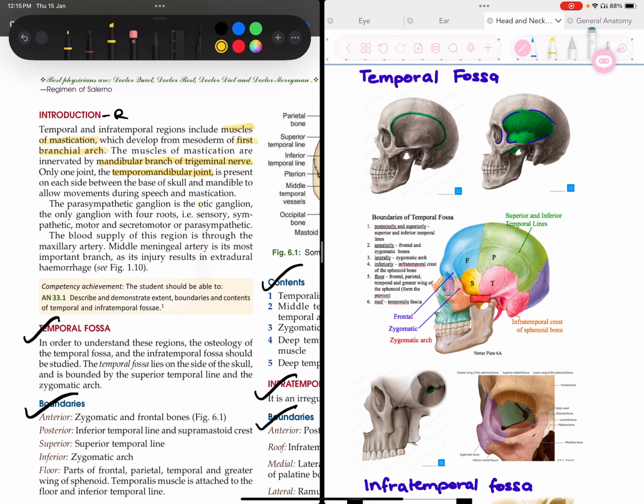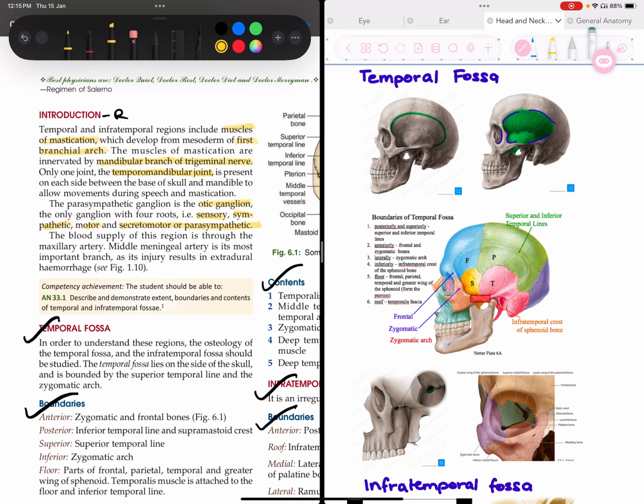The parasympathetic ganglion is the otic ganglion, the only ganglion with four roots: sensory, sympathetic, motor, and secretomotor or parasympathetic. It has four roots: sensory and motor, sympathetic, and parasympathetic. And parasympathetic is the secretomotor, right?